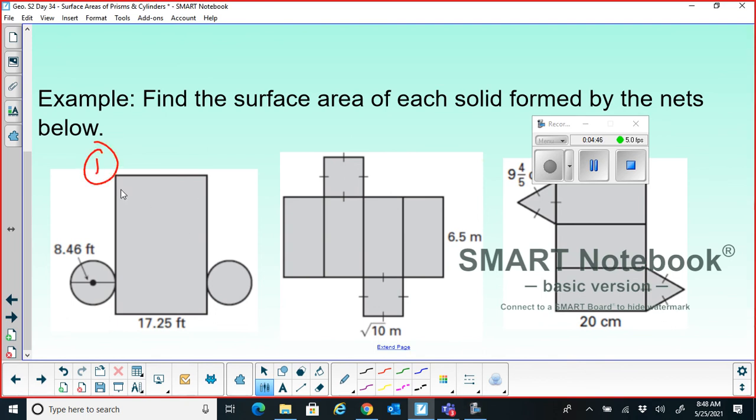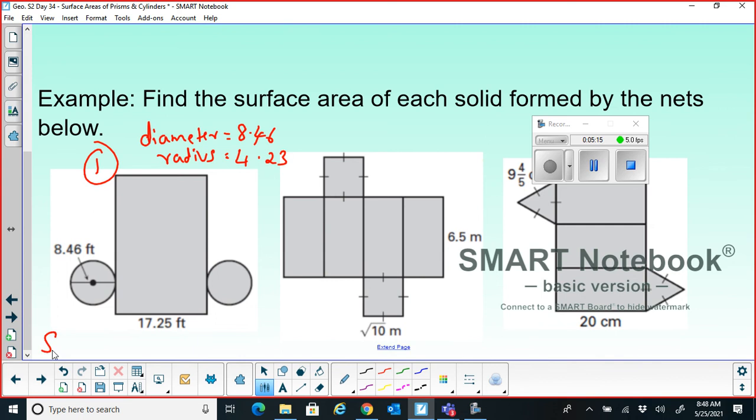The first one is nothing but a rectangle, and I have been given the diameter of this circle. The diameter is 8.46, so the radius will be half of it, which is 4.23. Okay, I have the radius of the circle, so I can find the area of the circle.